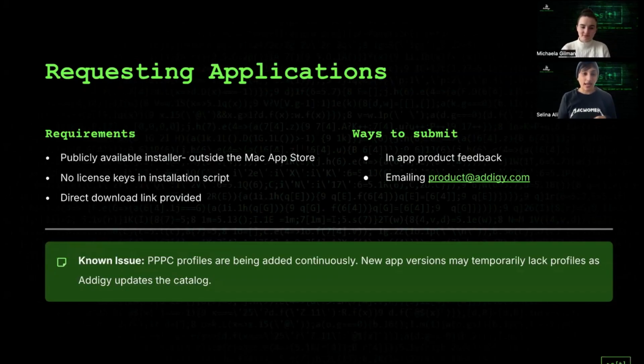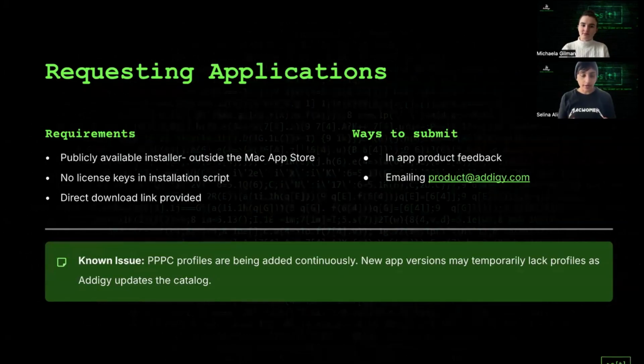And we also can't have any license keys or any special installation scripts. So if you have something where it needs to be activated during an installation script upon install, stuff like that is not something we're able to support. These are typically things like antiviruses, where you have to pass on a license file or something like that. I do want to highlight this known issue.